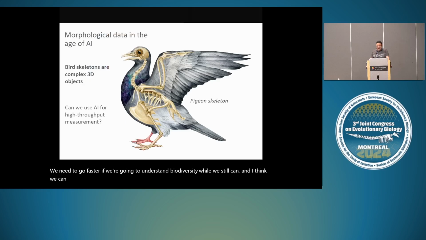So enter AI into this equation. Let's think about bird skeletons for a second. Bird skeletons are complex geometric objects, and it wasn't at all apparent to me that we could actually do this when I started working on this about a year ago. Can we use AI to measure bird skeletons and extract useful data?